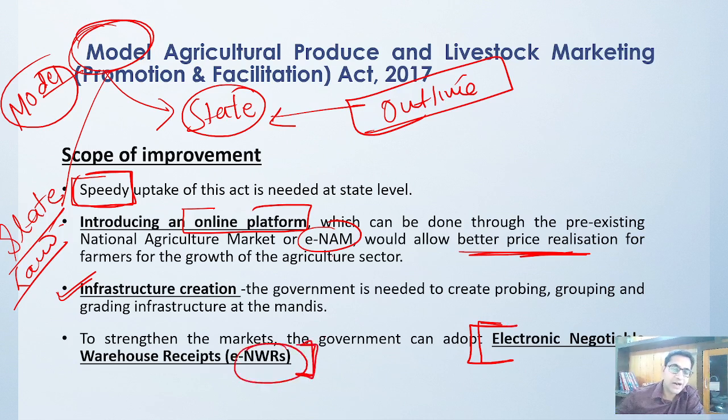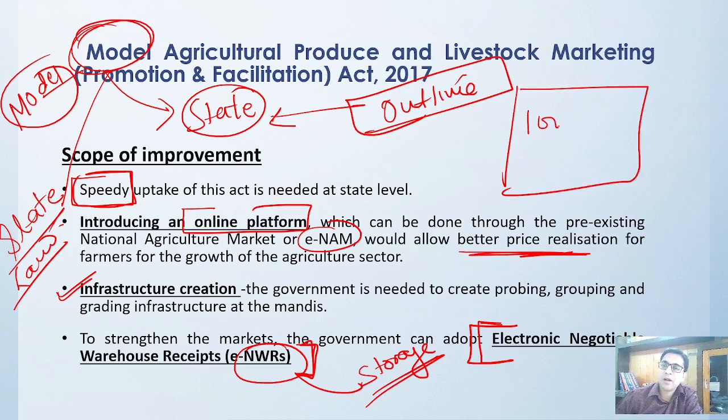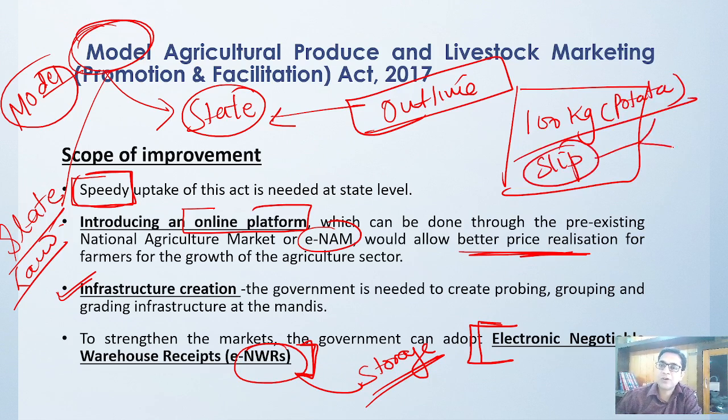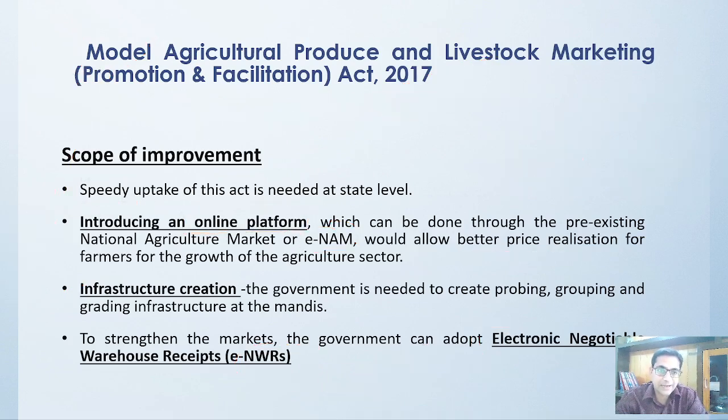Yesterday, in the last lecture on storage, I talked about negotiable warehouse receipts. You go to a warehouse and put your 100 kg of potato over there. The warehouse person will provide you with a slip which writes how much potato is there and the price of that potato. This negotiable warehouse receipt you can use as collateral to get a loan from the bank. So this national negotiable warehouse receipt concept has to be also developed under this act.